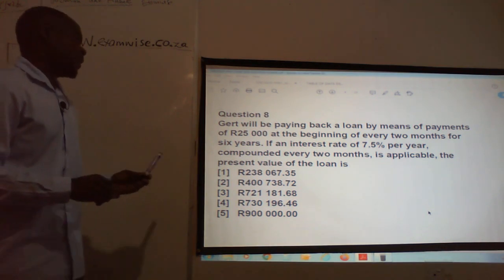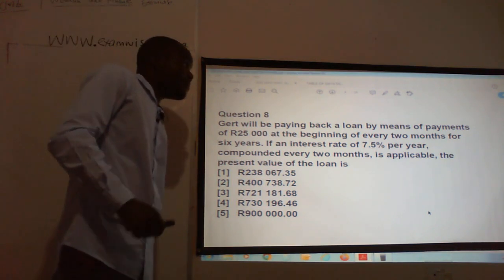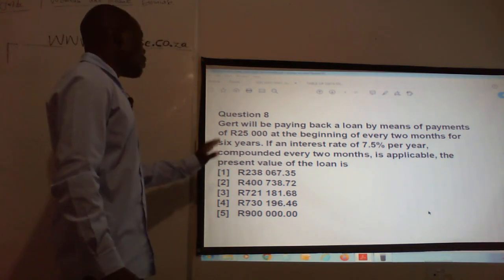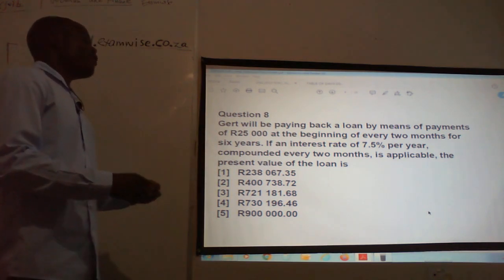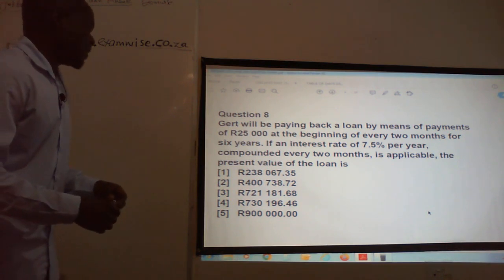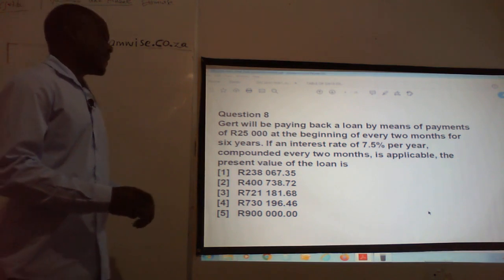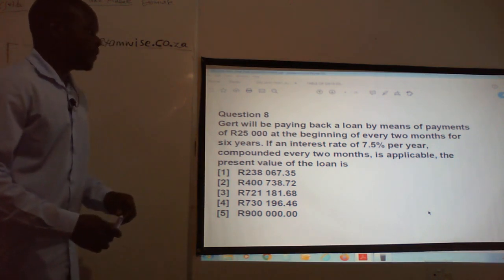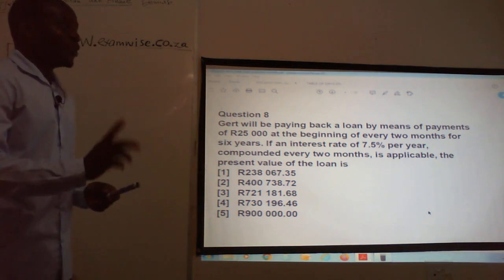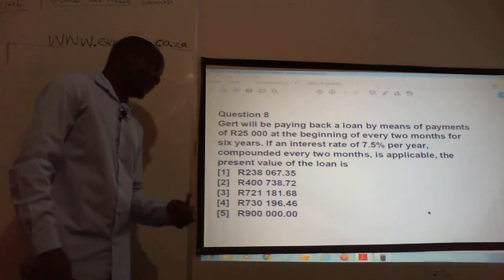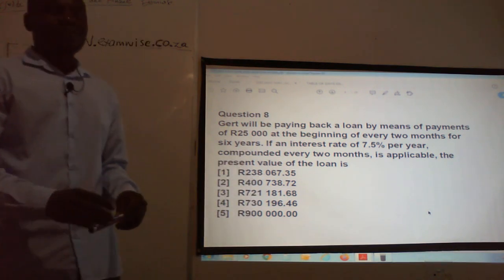So let me read again. Jetty will be paying back a loan by means of payments of 25,000 rands at the beginning of every 2 months for 6 years. If an interest rate of 7.5% per year compounded every 2 months is applicable, the present value of the loan is.